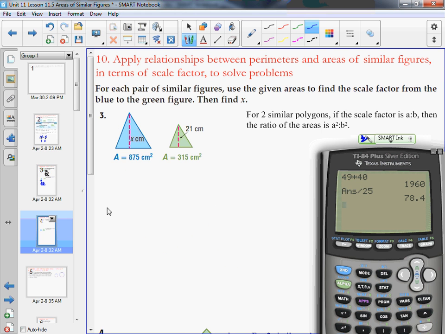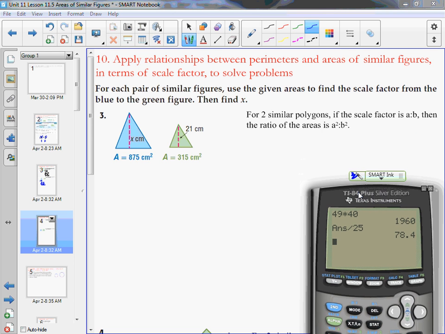All right, let's take a look at number 3 and number 4. They've changed it up just a bit. Instead of giving us the scale factor and one area and asking us to find the other area, they're giving us both areas, but we're missing a piece of the scale factor. It says for each pair of similar figures, use the given areas to find the scale factor from the blue to the green figure. Then find x.